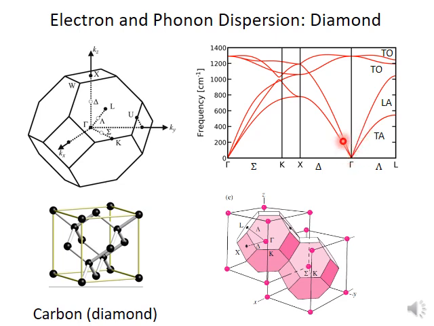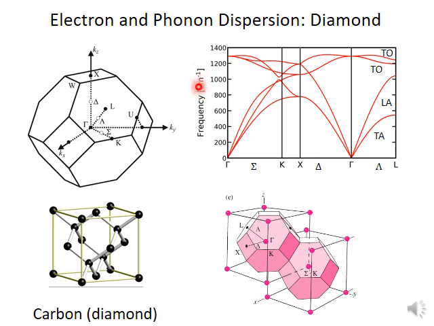Such a linear dispersion does not occur for electrons. Electrons for k equals 0 should be parabolic. So if it is linear, as you can see here at both positions, it means that it's a phonon dispersion and not an electron dispersion. The other point is the energies. These energies here are represented in per centimeter. So per centimeter is one way of representing energies.